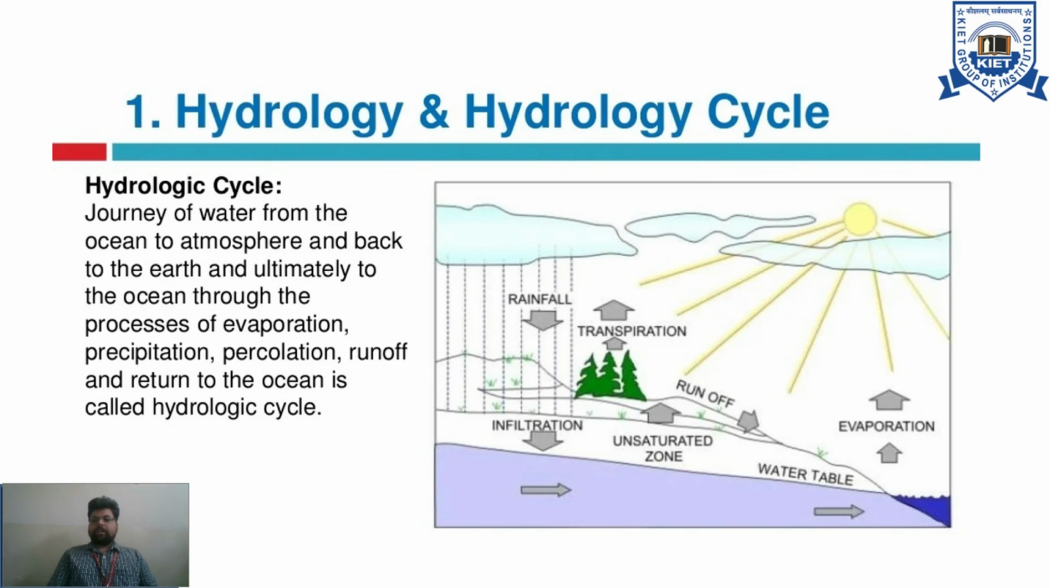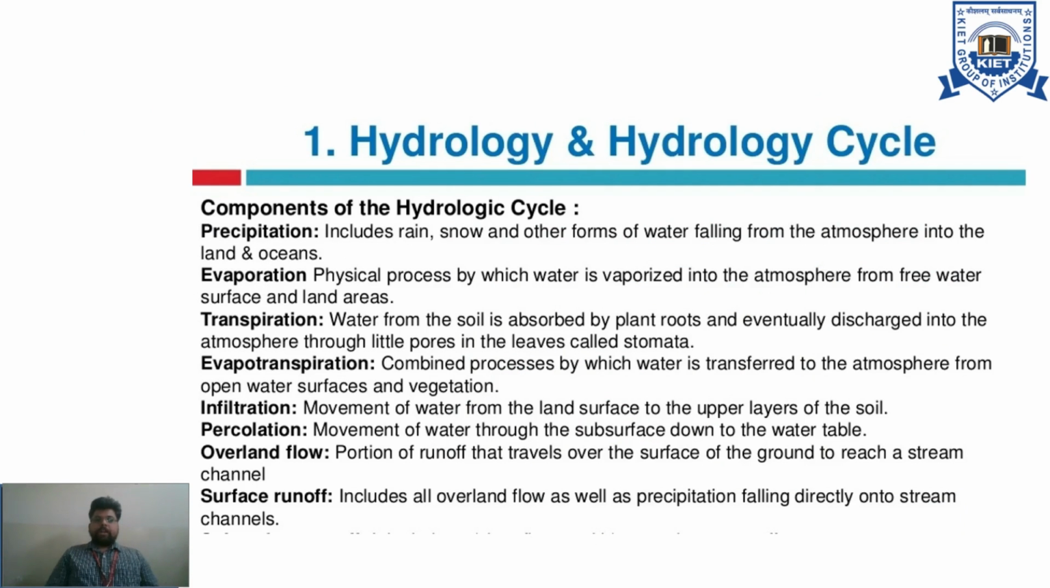As you can see from the diagram itself, the water gets evaporated from the oceans, forms clouds with the help of the sun, condenses from the clouds and comes down onto the surface as rainfall. When the water comes onto the surface, it gets divided into two parts. The first part is the runoff and the next part is the infiltration as well as the deep percolation. Ultimately both waters meet the ocean. Now the different components of the hydrological cycle are precipitation, evaporation, transpiration, evapotranspiration, infiltration, percolation, overland flow and surface runoff.